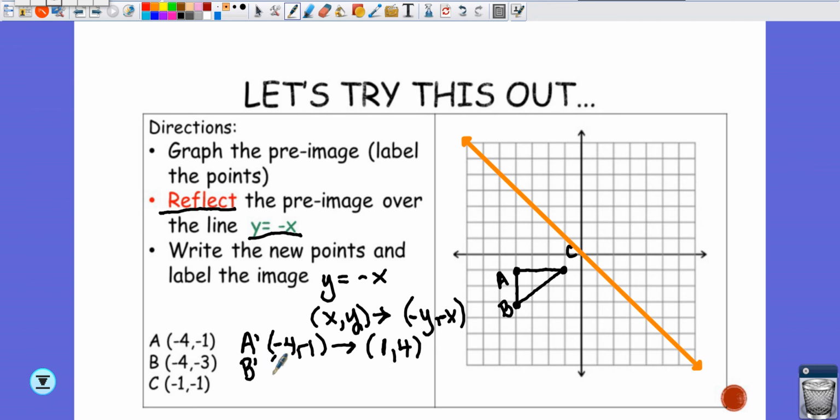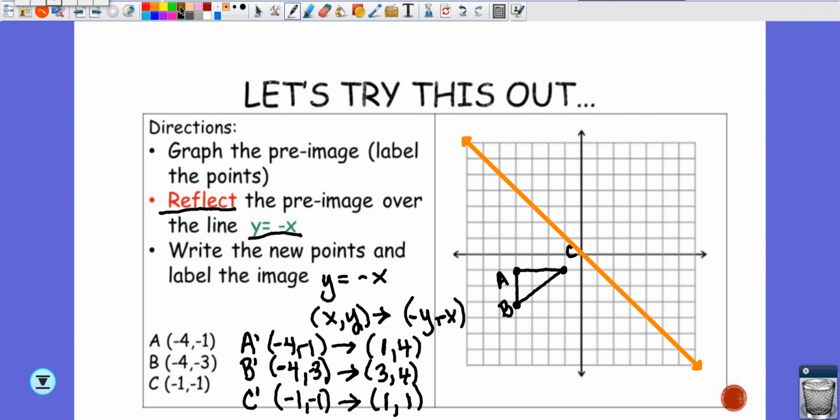The B prime, you do the same thing, -4, -3. So here I switch, I need the y to come first, so that -3, and I need to take its opposite, becomes a 3. And then the x comes next, so that -4 becomes a +4. And then C prime, -1, -1. That new mapping would be the x, the y was -1, and it tells me to put the y first and take the opposite of it, so that becomes 1. And then the next one says put the x second and take the opposite of it. So these are all my new points.